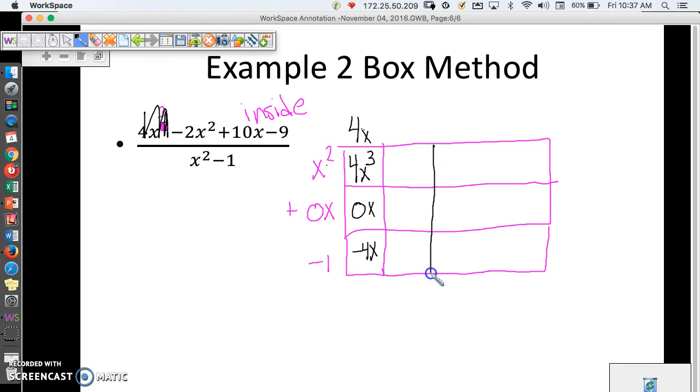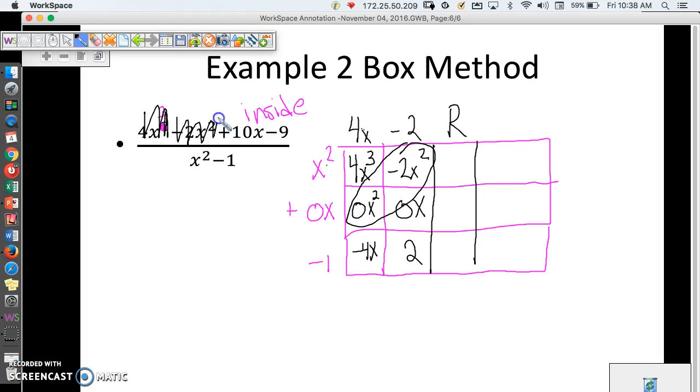So the next thing, that should be 0x squareds. Next thing I noticed is we have negative 2x squareds. And right now in our box we have 0. So this has to be negative 2x squareds. Well, x squared times what gives you negative 2x squareds? Well, that's negative 2. Multiply it out, negative 2 times 0x would be 0x. Negative 2 times negative 1 is positive 2. And that's our number, so now we have our remainder.